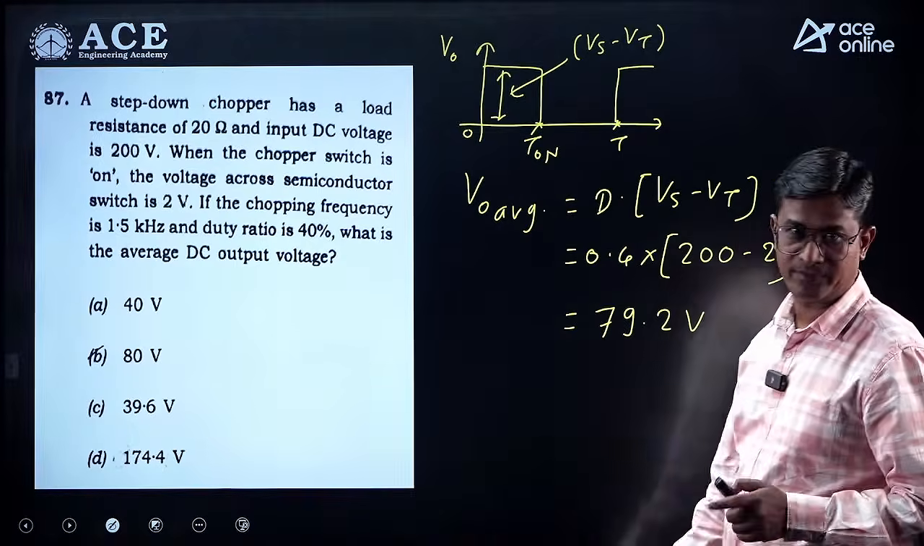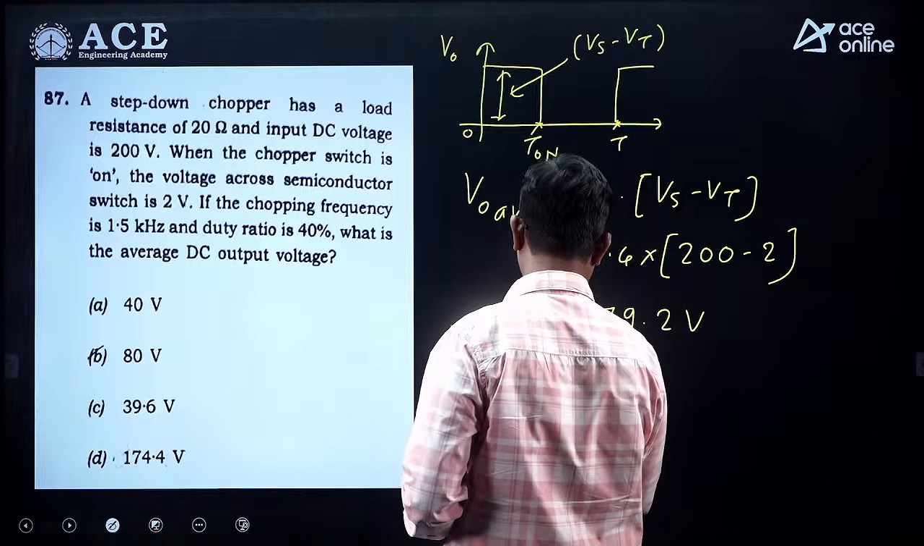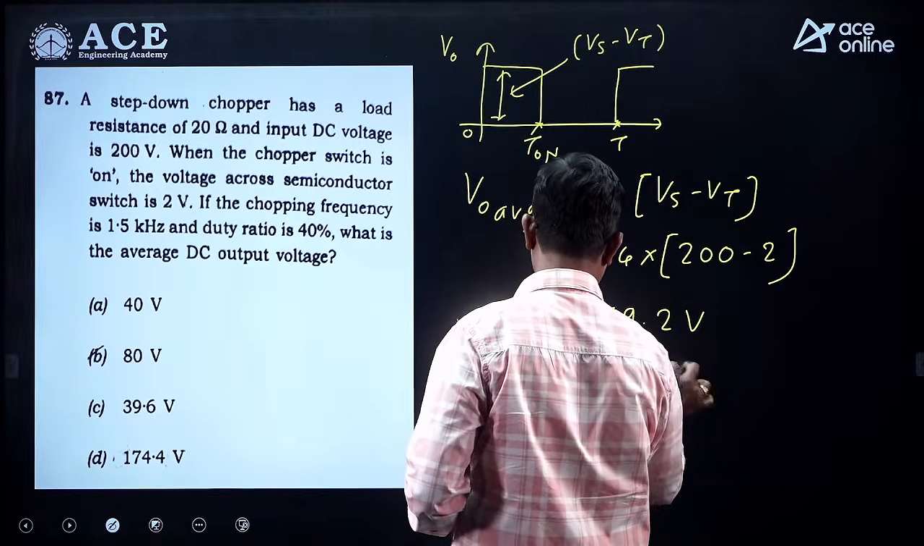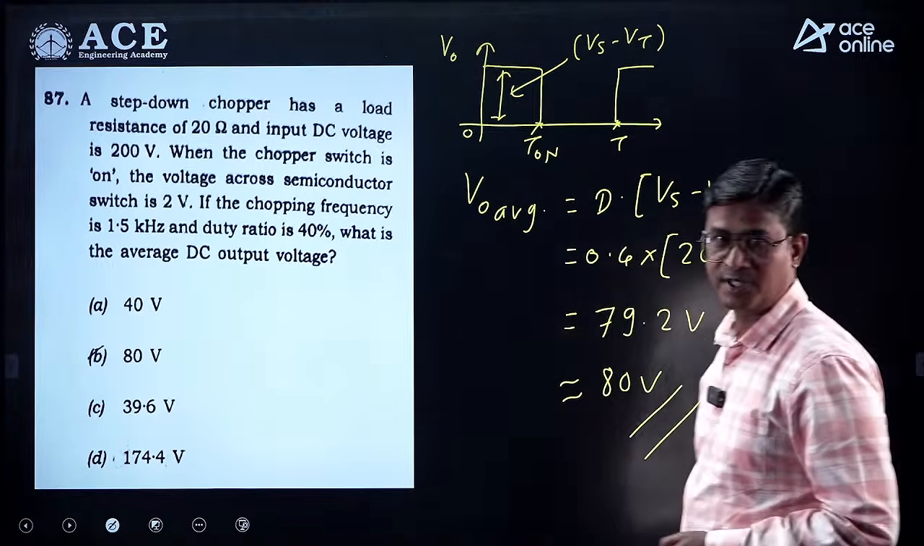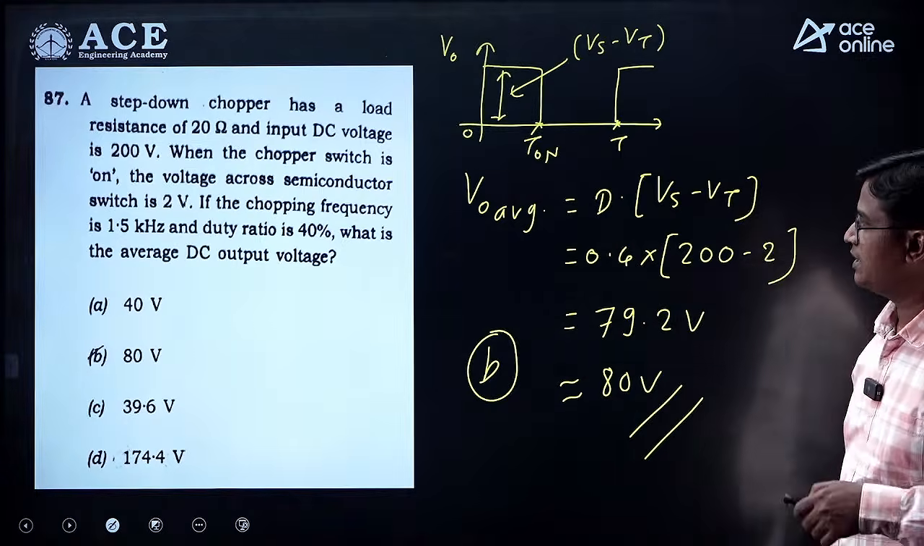But if you check the options, 79.2 volt is not present. So you need to go for the nearest one. So it is 80 volt. Option B is the correct option, right?